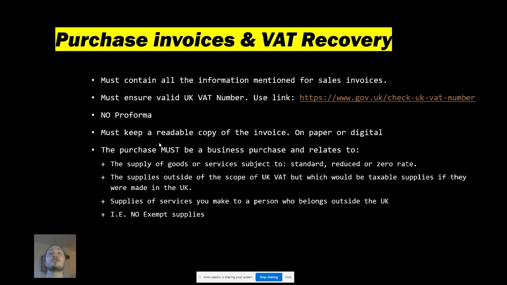And finally, the purchase must be, and most businesses will meet this requirement, a business purchase, obviously, and must be related to a supply of goods or service which is subject to standard, reduced, or zero rate. If the supply is outside of the scope of UK VAT, but it would have been within the scope and subject to a standard rate if it was made within the UK, or if it is a supply of service you make to a person who belongs outside of the UK. Essentially, it cannot be a purchase related to an exempt supply. So these are few points, but are crucial, very, very important.